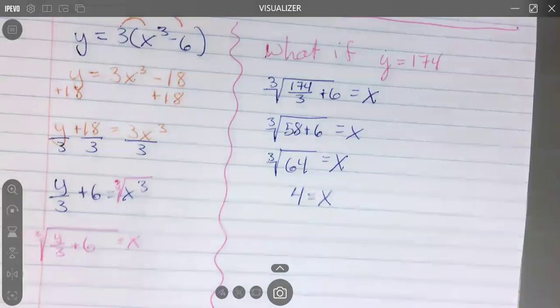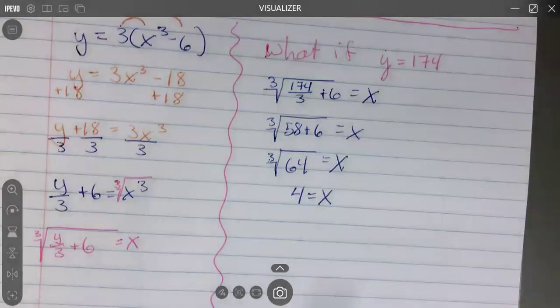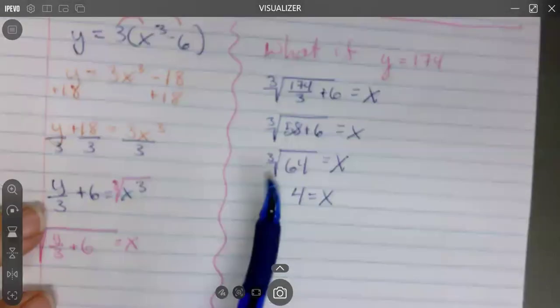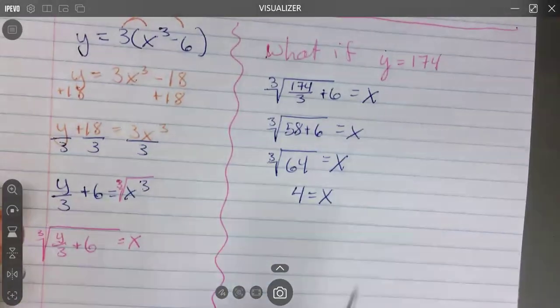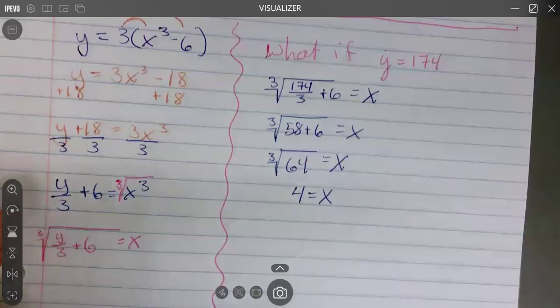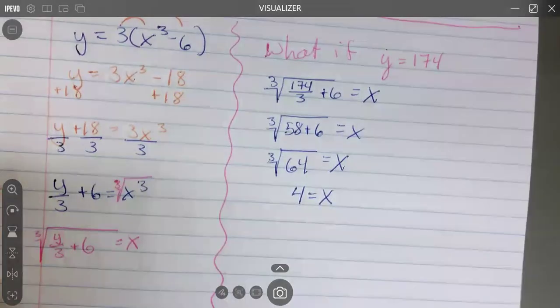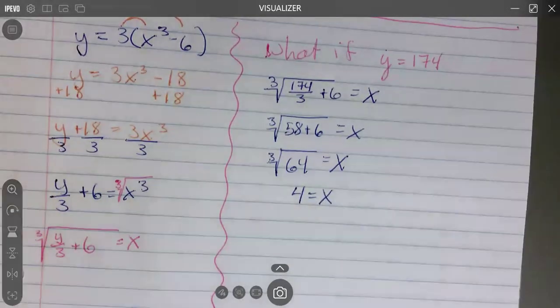There you go. And this one will not be plus or minus 4 because it has an odd index, right? With a square root we would be using plus or minus, but a cube root has to be either positive or negative. Okay, we have one problem left. Let's do it.